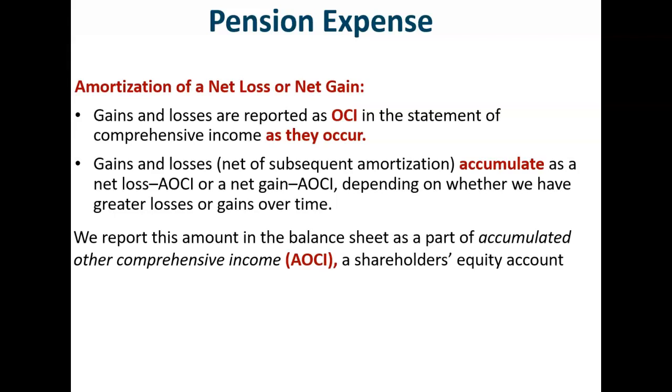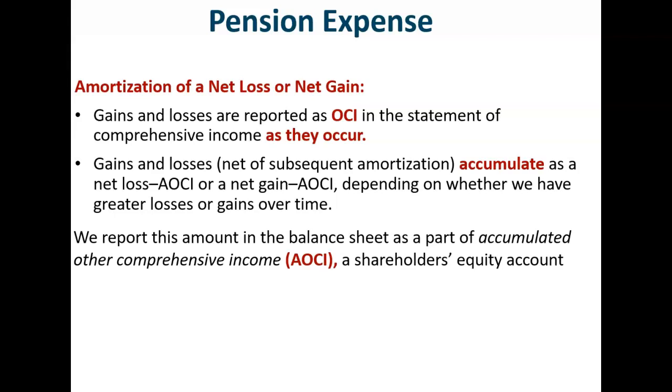We report gains and losses, net of subsequent amortization, on a cumulative basis as a net loss AOCI or a net gain AOCI, depending on whether we have greater losses or gains over time. We report this amount in the balance sheet as part of accumulated other comprehensive income, AOCI, which is a shareholder's equity account.